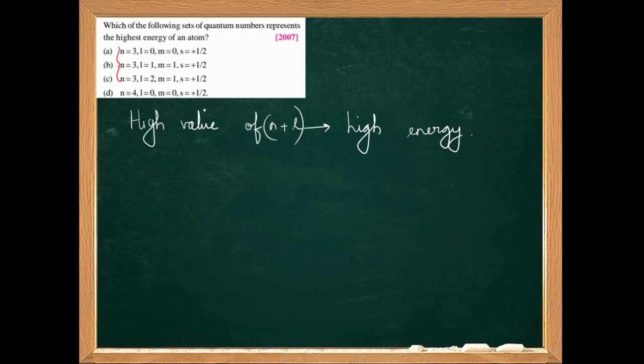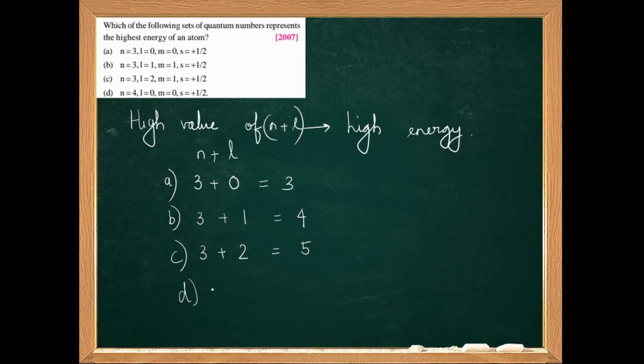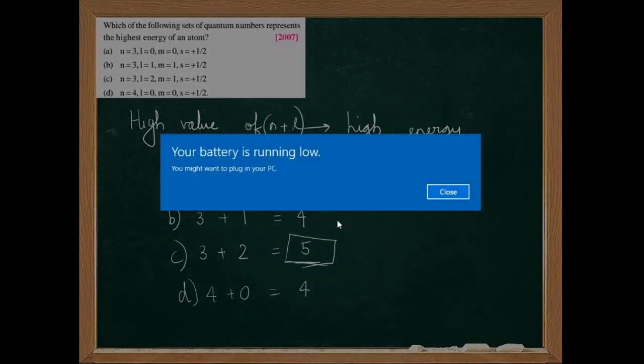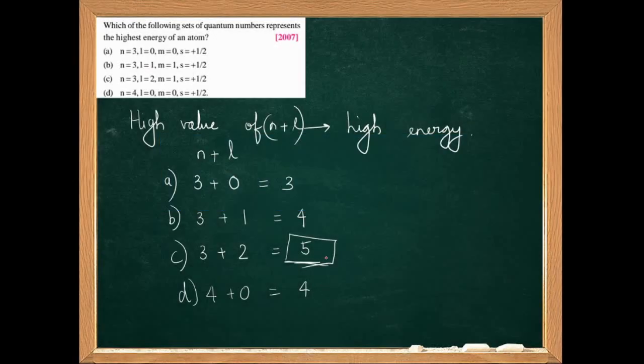So all I have to do is find the n plus l values for all the options. In the first option we have 3 and l is equal to 0, so this gives us 3. In the second option we have 3 plus 1, so this gives us 4. In the third option we have 3 plus 2, which gives us 5. And in the fourth option we have 4 plus 0, which gives us 4. So the third option has the highest value of n plus l, and according to the Aufbau principle, the highest value of n plus l has the highest energy. So C is the right option. Okay.